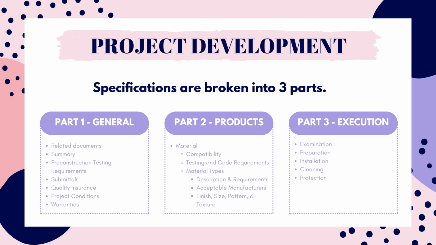The last section is execution. It's about how to use the material, so how to examine it before it's installed, what prep needs to be done before it's installed, how it's intended to be installed, what cleaning should be done once it's installed, and then finally how to protect the material or product once it's been installed. Because some materials have to be covered until construction is complete to protect it from being damaged while other parts of the building are still in construction.